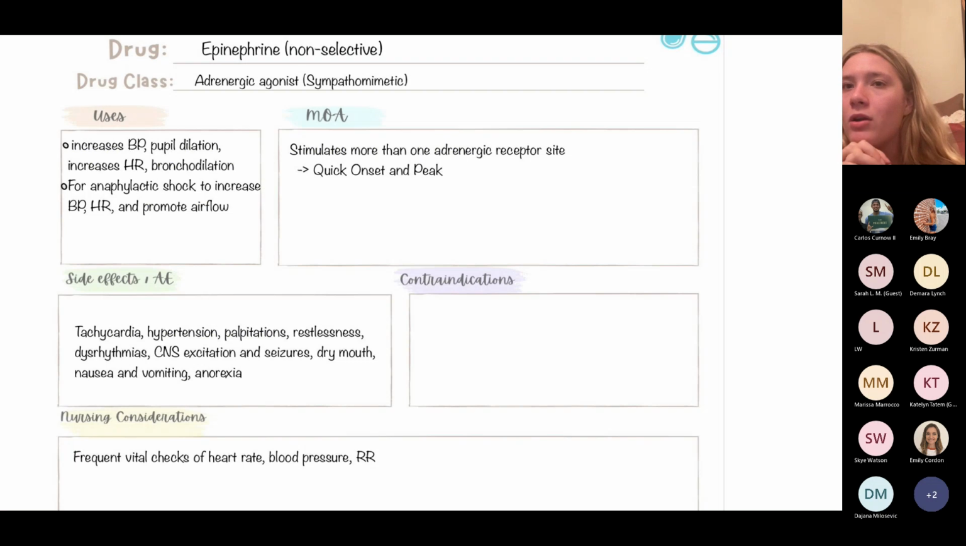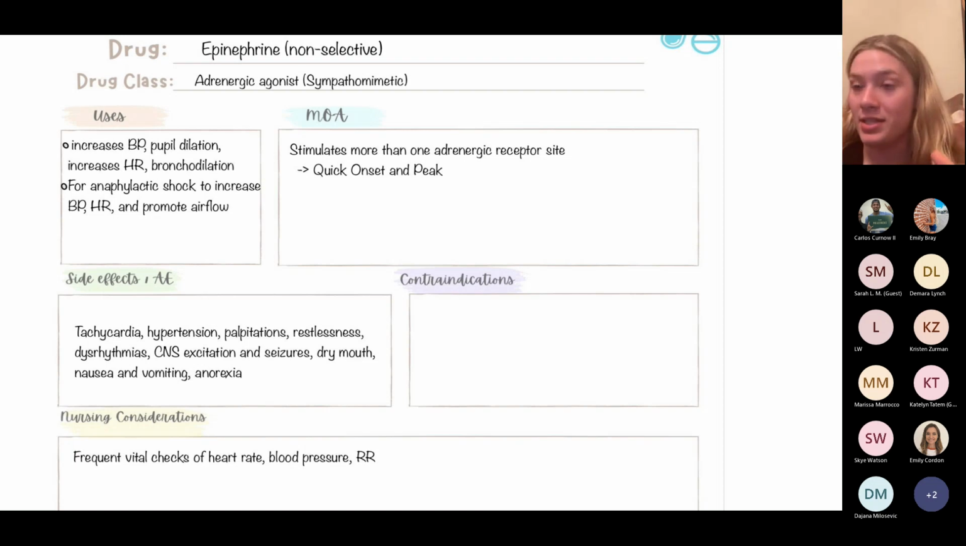So let's talk about our adrenergic agonist, specifically epinephrine. What I want you to know about epinephrine, this is non-selective, so it's kind of acting on everything. It's a very, very good drug, usually used in our emergency situations. The reason that this drug is so great is because it increases our blood pressure, which is good when you're in shock and your BP is dropped. You want your BP to rise.